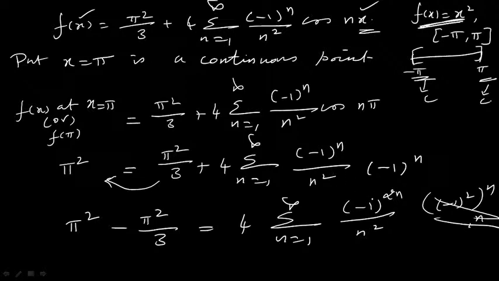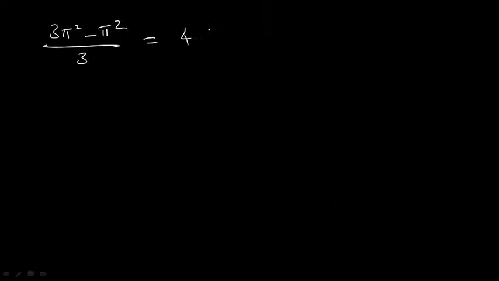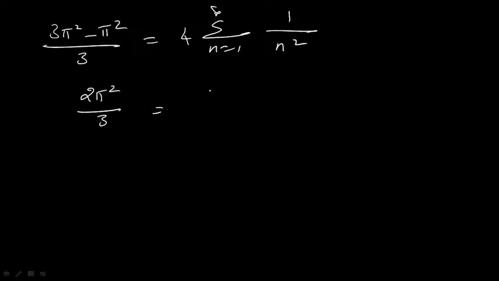In the next step, let me take an LCM here. So 3 is the LCM we are going to take. So 3 pi square minus pi square divided by 3, that is equal to 4 times sigma n varies from 1 to infinity 1 by n square, isn't it? The value of this one is plus 1. So 3 pi square minus pi square is nothing but 2 pi square divided by 3, that is equal to 4 times sigma n varies from 1 to infinity 1 divided by n square.